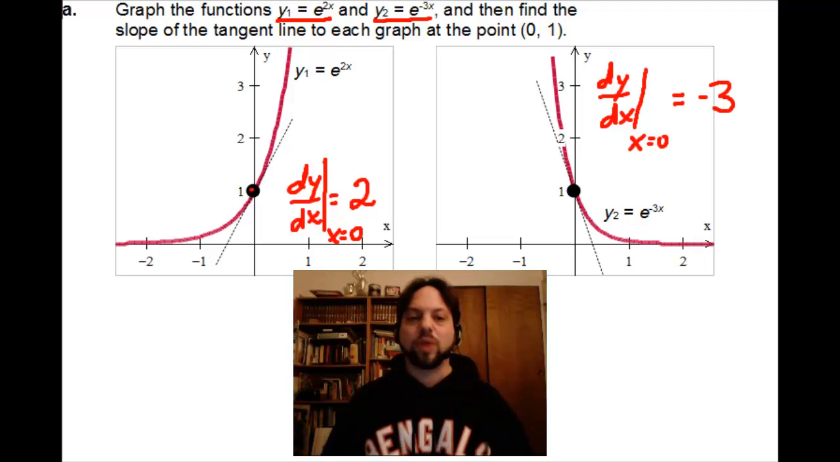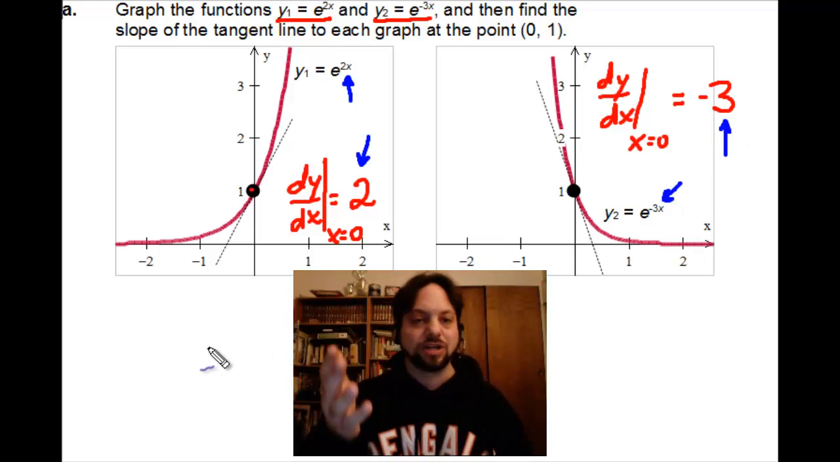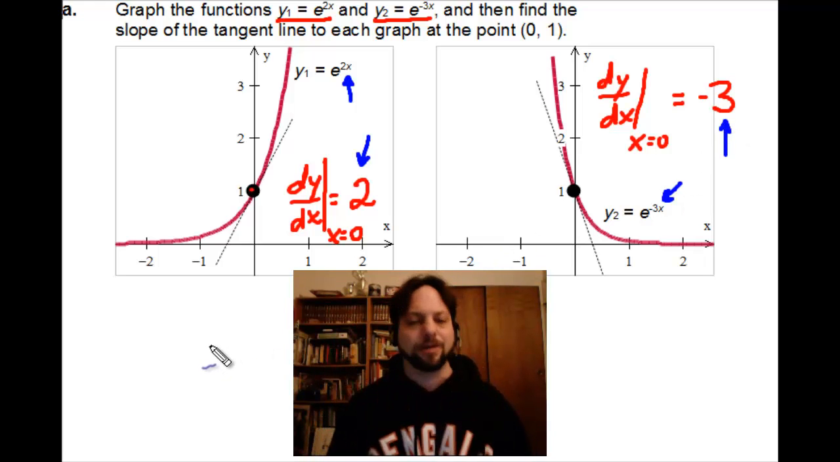However, it is quite interesting to note that these approximations, if you look at the exponent in this exponential, the 2x, notice that our slope of the tangent line was 2 when x equals 0. And over here on this one, the exponent was negative 3x, and the slope of the tangent line was negative 3. You might be asking yourself, is there something going on here? And I'm going to tell you that, in fact, there is.